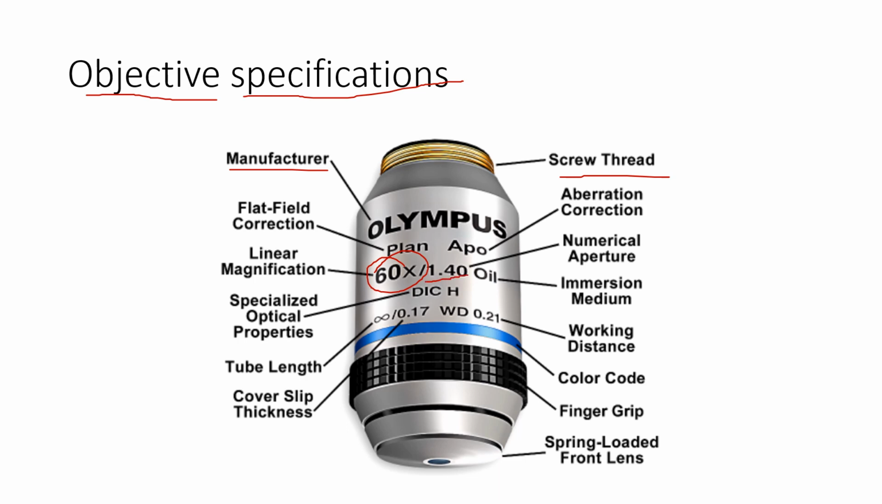1.40 denotes the numerical aperture, and oil is the immersion medium that can be used with this objective. Then you have infinity, which means it is compatible with an infinity corrected microscope. The cover slip thickness is 0.17. The working distance is 0.21. The color code and the finger grip all come under the specifications of an objective. It is important to choose wisely which objective to use for a given object.